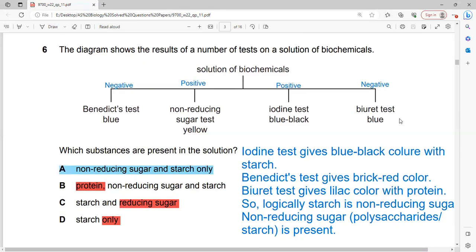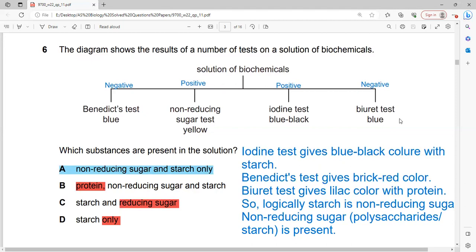the question number 6, the diagram shows the result of a number of tests on a solution of biochemicals. So these are food tests, and in this food test, the Benedict solution is used for the test of reducing sugar, which are all monosaccharides or disaccharides like maltose. So Benedict solution upon heating will give a brick red color. But here the blue color remains the same. So it means it is a negative result.